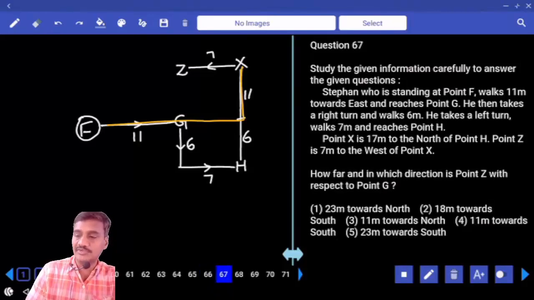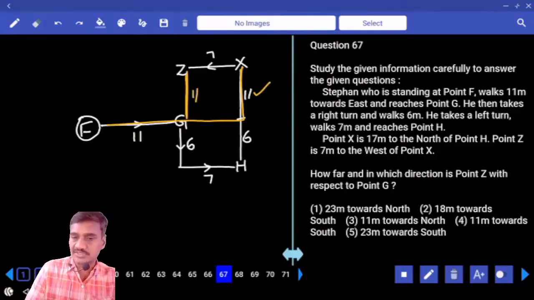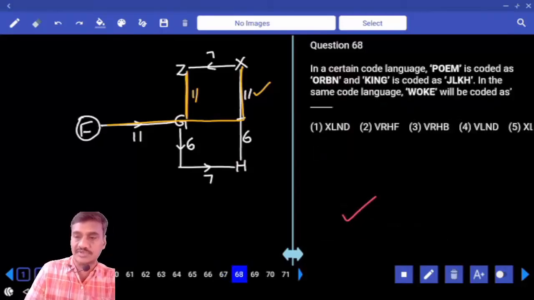And how far, in which direction is Z with respect to X? Now we need to find the distance. What is the distance we have? This is equivalent to this 11 meters. And Z is towards which direction? North. 11 meters north, choice 3, question 67.